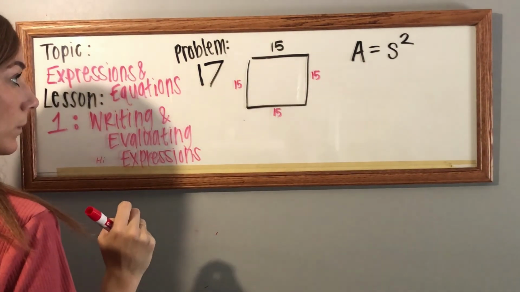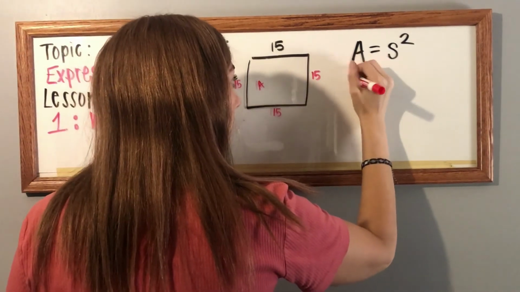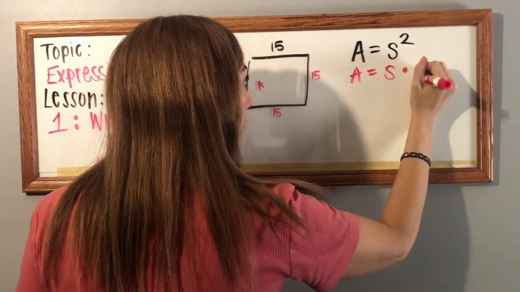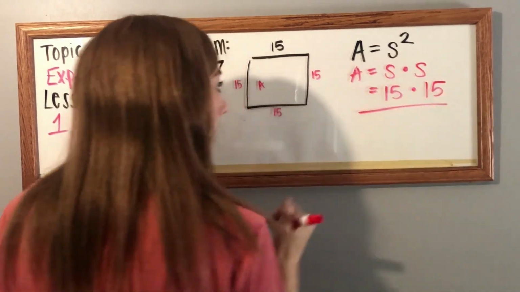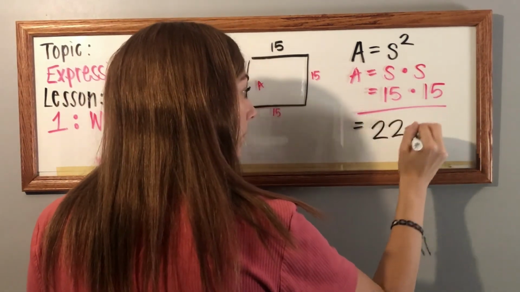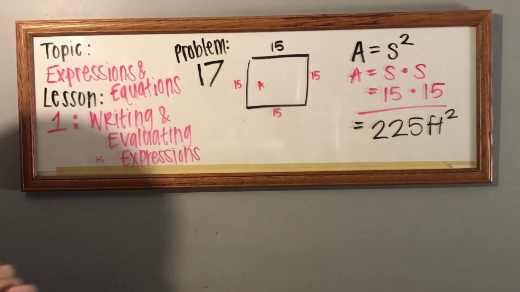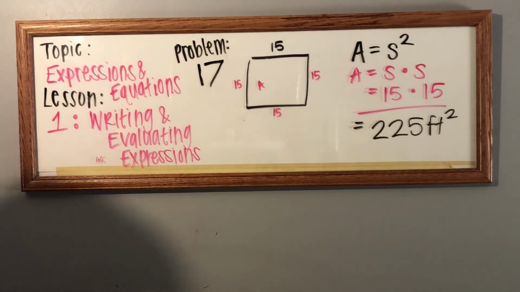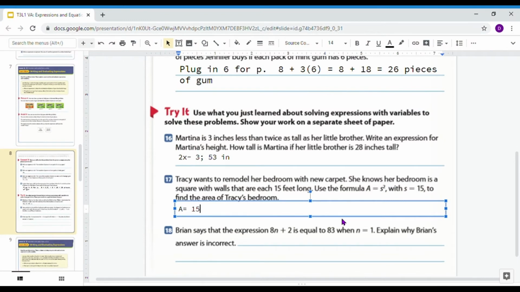But I also want to make sure that you remember that S squared is going to be S times S. So essentially we're going to be doing A equals 15 times 15. And our final answer for 15 times 15 is 225 feet. And remember, this squared is absolutely important. If we square 15, we're multiplying 15 times 15, and that will give us our 225 feet squared.